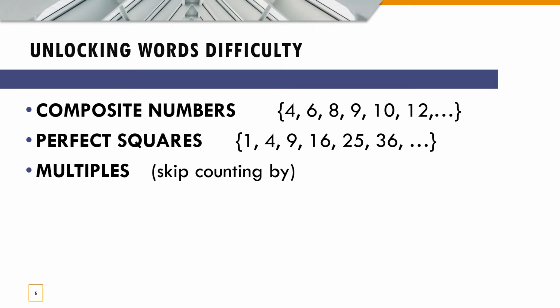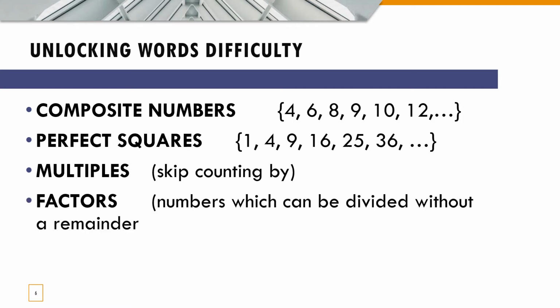Multiples, or skip counting by. For example, we have multiples of 2. So we skip count by 2: 2, 4, 6, 8. And let's say 4. So skip counting, or the multiples of 4: 4, 8, 12, 16, 20. So those are what we call multiples. Factors. These are numbers which can divide a number without a remainder. Say for example, we have 12. 12 divided by 4 is 3. So 4 and 3 are factors of 12.